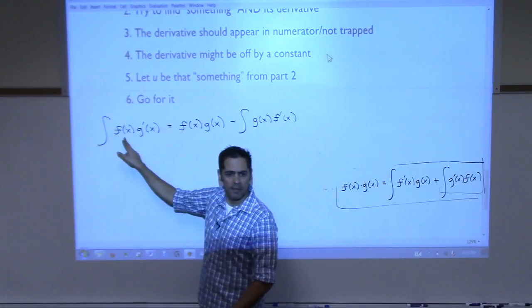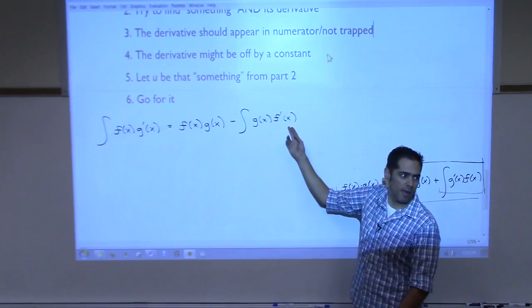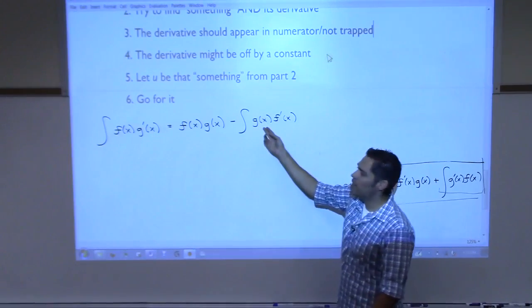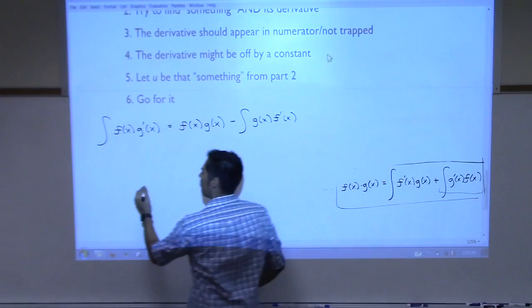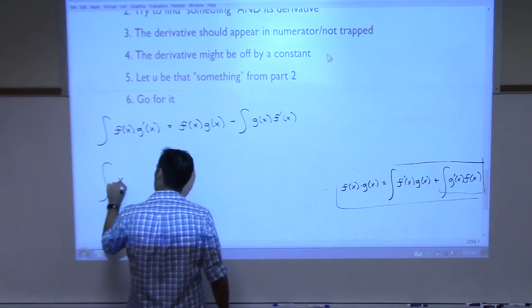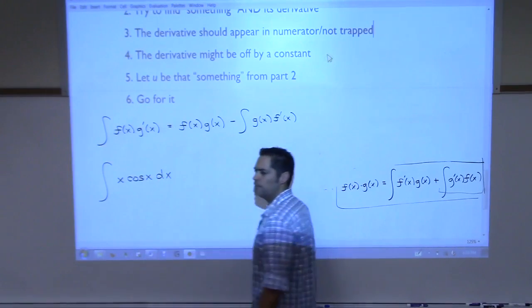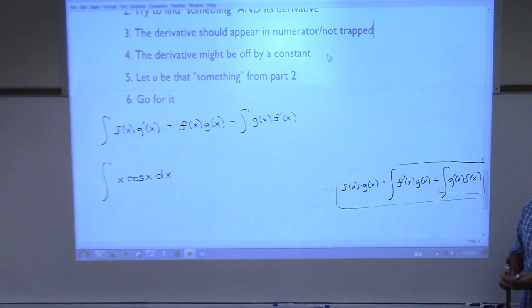Here, it's just f, but in the new integral, it's the derivative of f. Here, it's the derivative of g, and over here, it would be the antiderivative. Now, why would that be helpful? Let me give you a problem that we couldn't do. You see that right there? We can't do that right now.